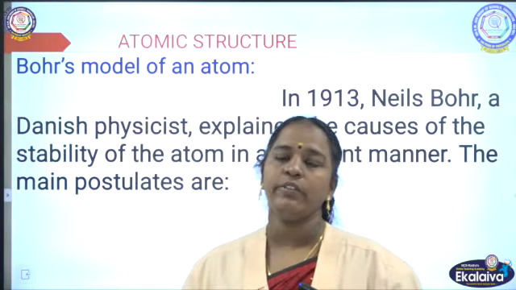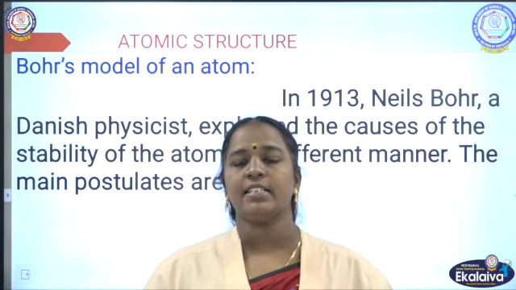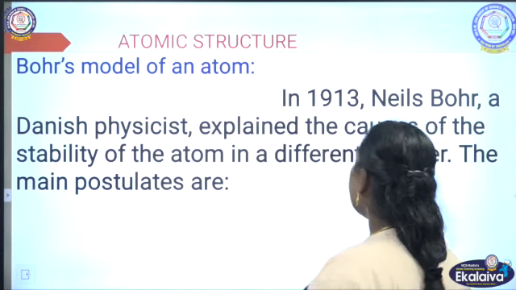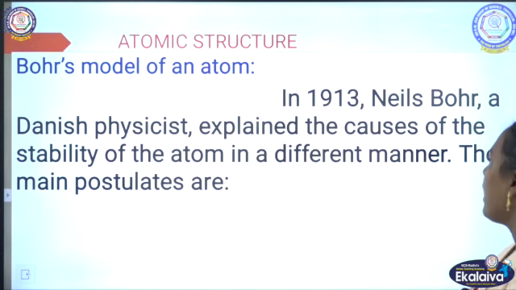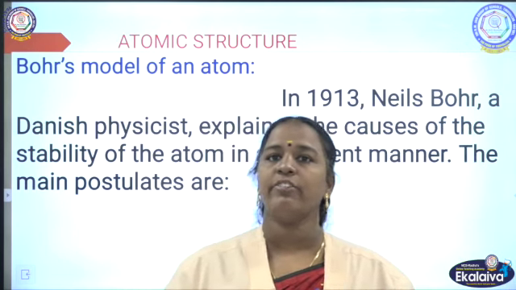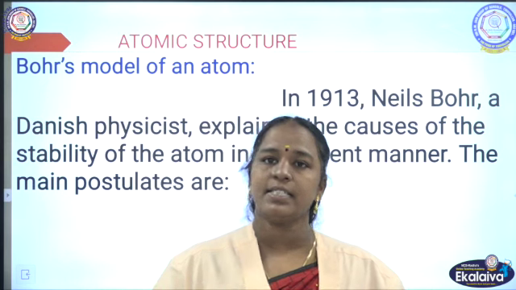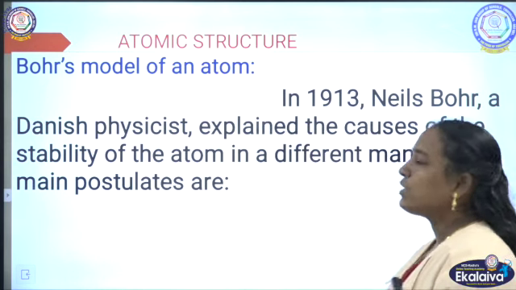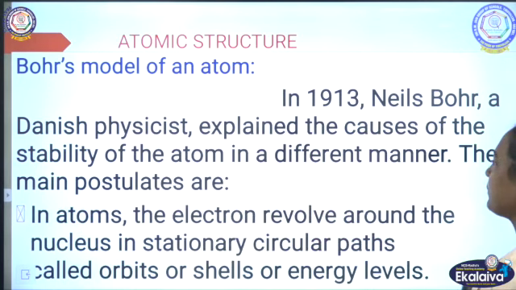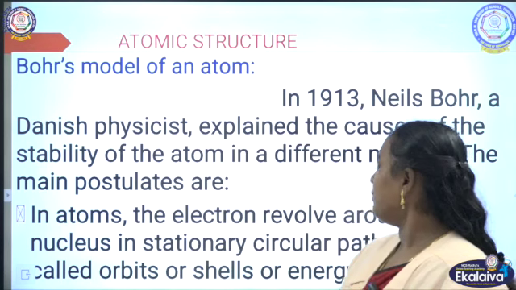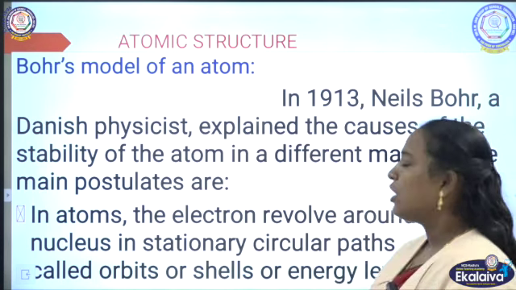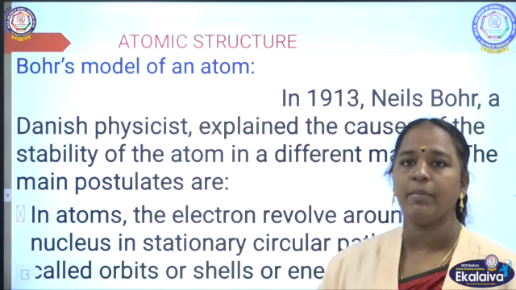After the Rutherford model failed, the next scientist, Bohr, came. Let us see about Bohr's model of the atom. In 1913, Niels Bohr explained the stability of the atom. Rutherford's atomic model failed to explain the stability of the atom, and now Bohr's model will explain it. In the atom, the electron revolves around the nucleus in a stationary circular path. This path is known as an orbit or shell.